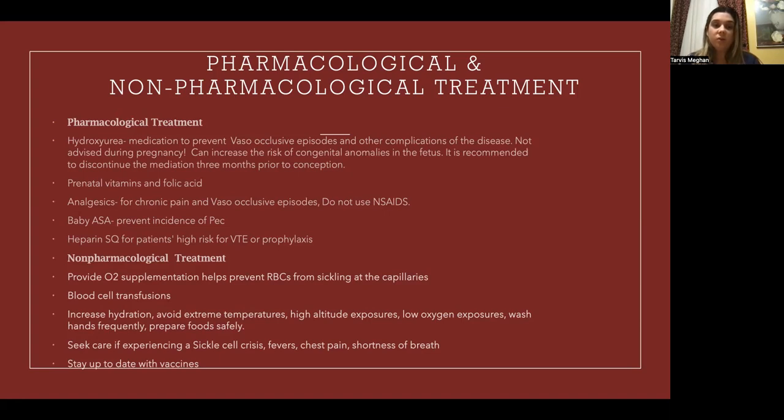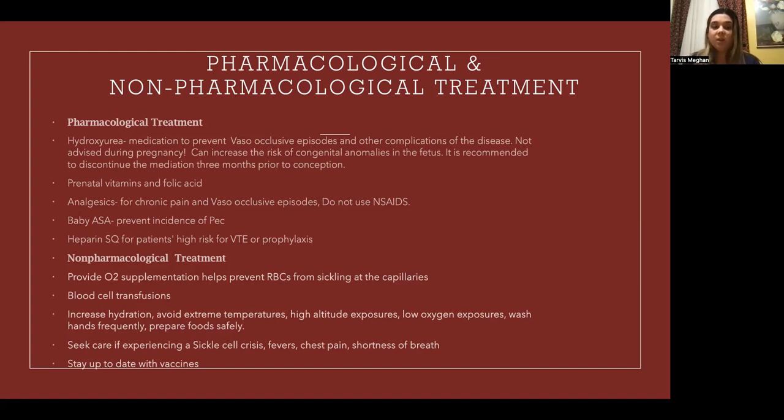Non-pharmacological treatment. We usually can give oxygen in the hospital to prevent red blood cells from sickling at the capillaries. Blood cell transfusions are recommended when they have a low count of hemoglobin because the hemoglobin's dying quickly. Increase hydration. So we're giving IV fluids in the hospital, or we're encouraging PO intake. Want to make sure they're well hydrated. And we want to advise to avoid extreme temperatures, high altitude, anything with low oxygen exposure. We don't want to encourage patients to go hiking at high altitudes in the mountains.